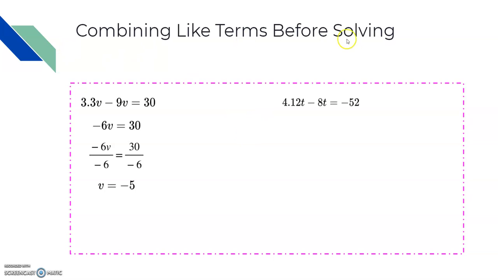For number 4, the objective is still combining like terms before solving. 12t minus 8t equals minus 52. We have 4t equals minus 52. Divide each side by 4, and we get t equals minus 13.